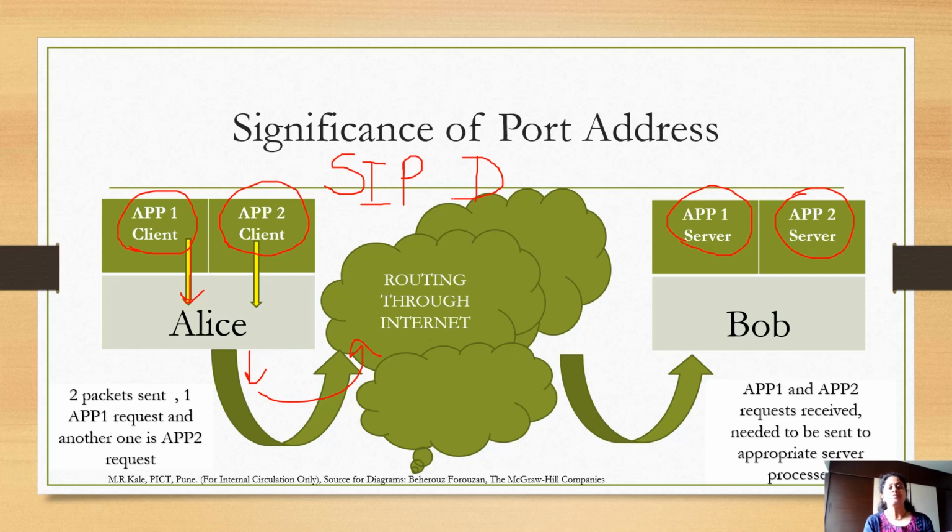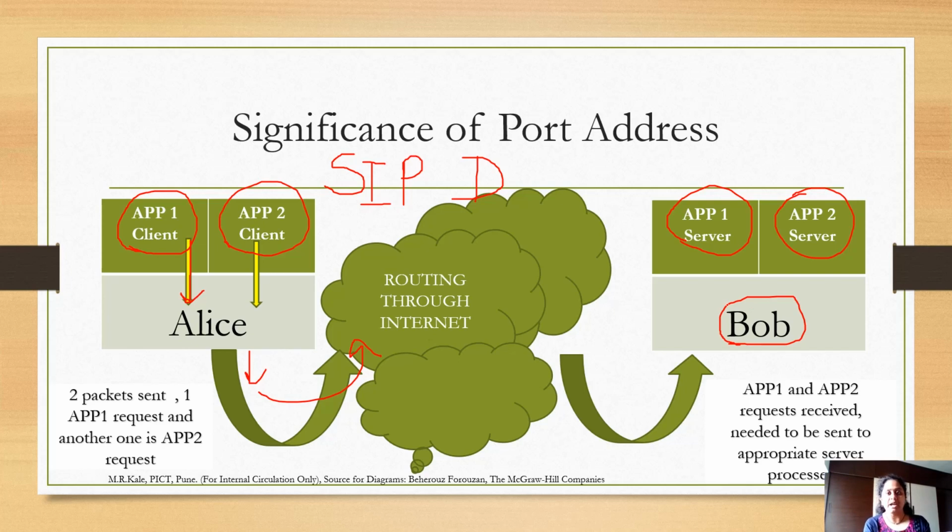Throughout the communication, source IP and destination IP would not change. So both the data packets that are generated by Alice, ultimately generated by the app1 and app2 clients, will have the same source IP and destination IP. After reaching Bob, now at Bob, the use of IP addresses is over, right? Because routing is being done. Now Bob has to decide to which server it should deliver that particular data packet. And here comes the role of process address or port address.